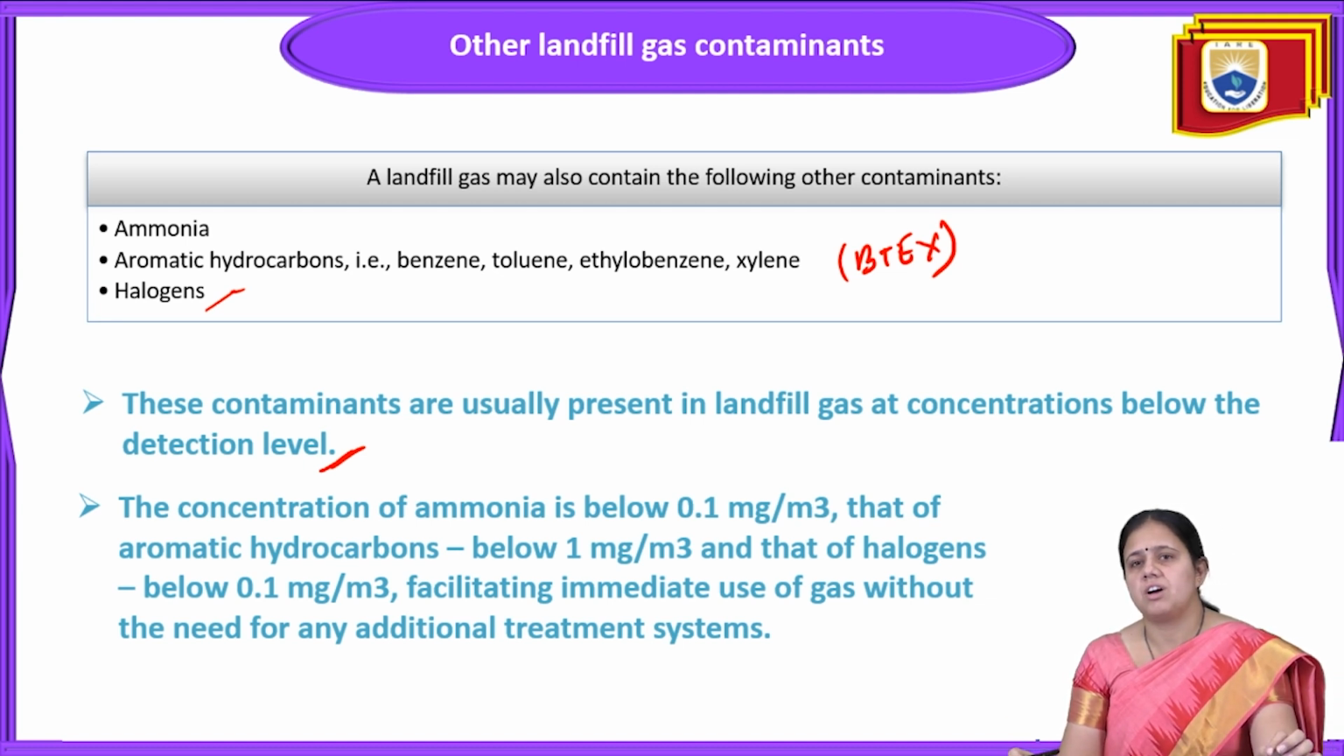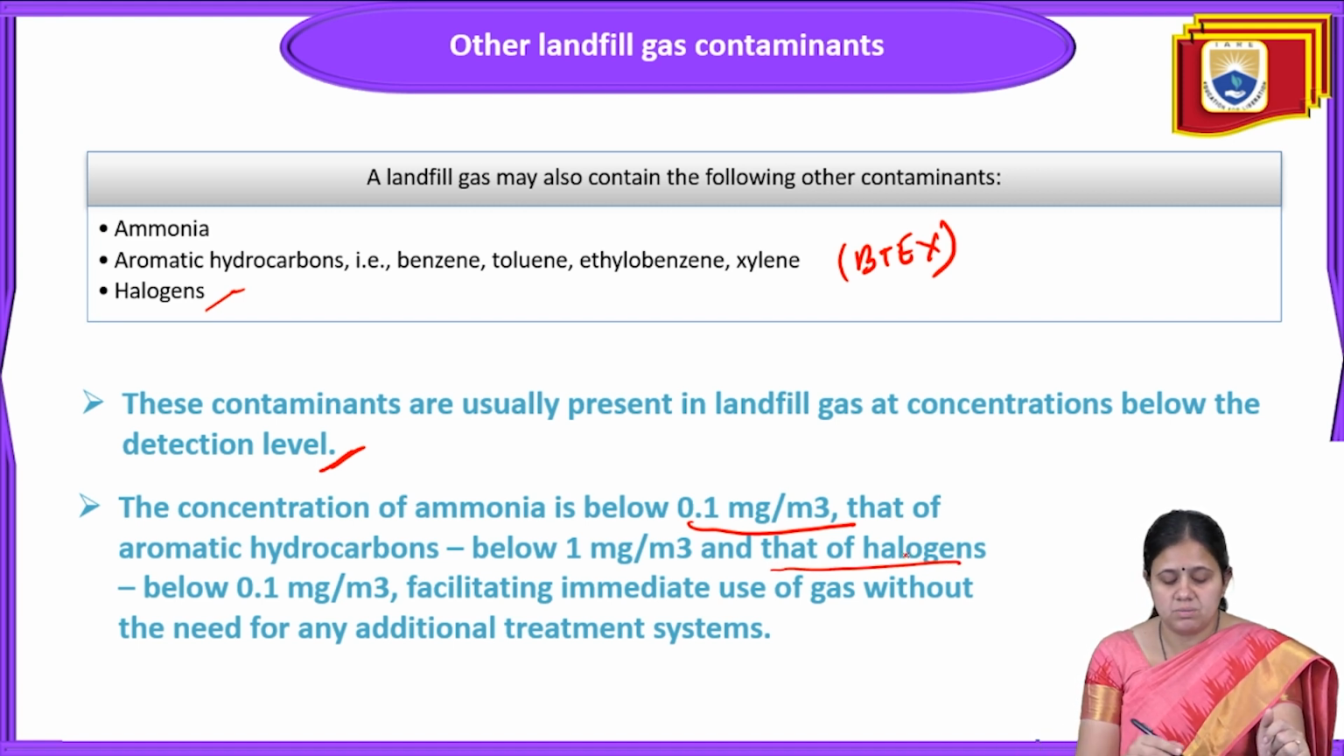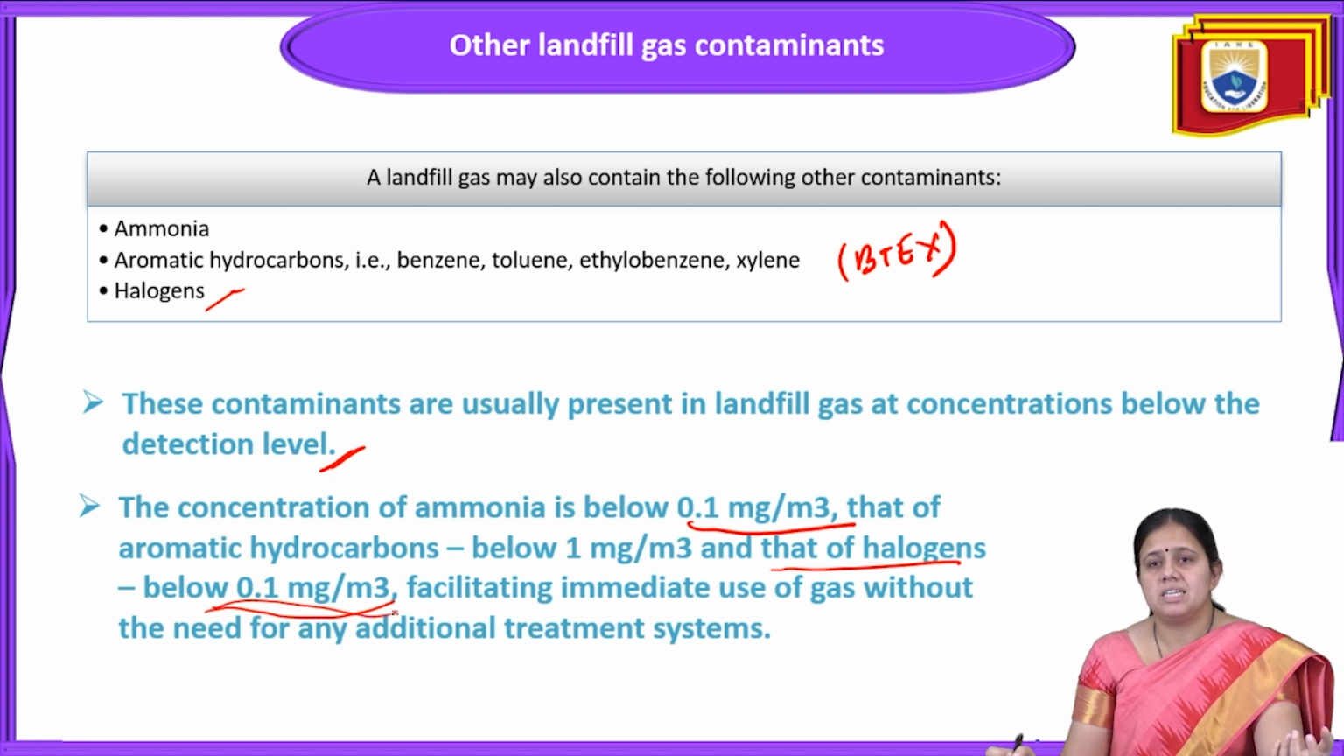So the concentration of ammonia is below 0.1 mg per meter cube. That of some aromatic hydrocarbons is below 1 mg per meter cube, and that of halogens is below 0.1 mg per meter cube. So it will be facilitating the immediate use of gas without the need for any additional treatment system.